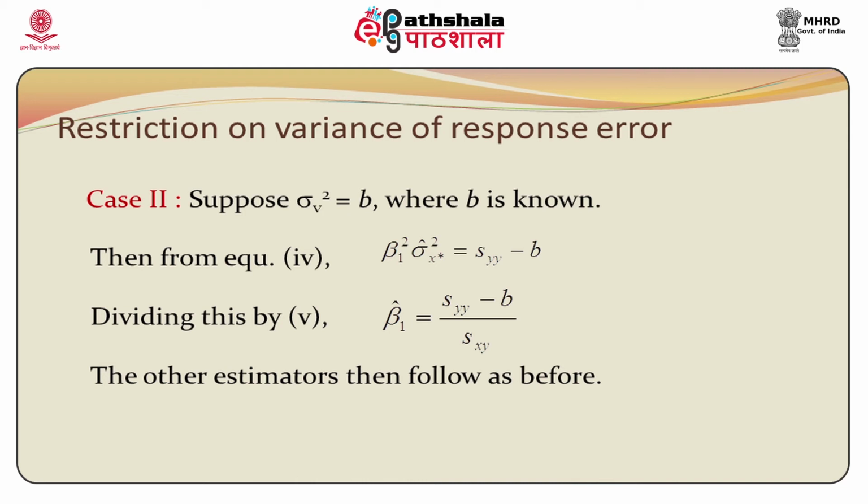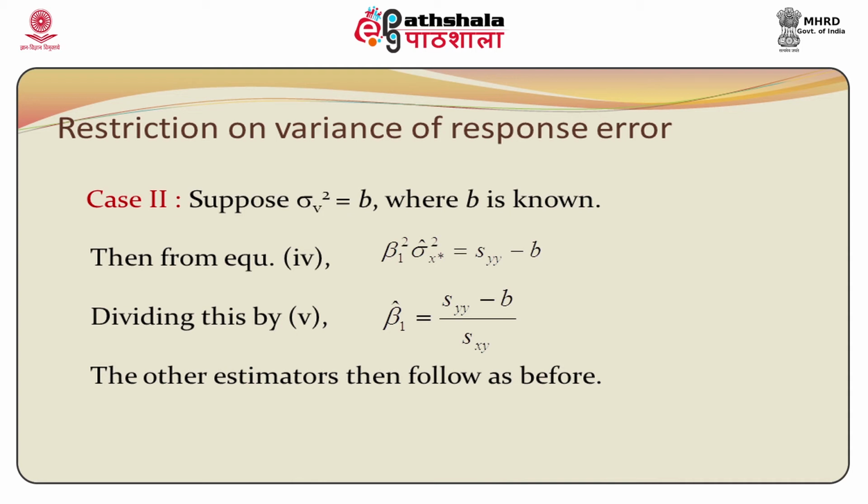Then from 4, using this sigma v square equal to B, we get that beta 1 square sigma x star square is equal to Syy minus B. And then dividing 4 by 5, beta 1 hat turns out to be (Syy minus B) by Sxy. And then of course, once you have got your beta 1 hat, as before, you can get the other terms as well. So, it will be precisely as before.